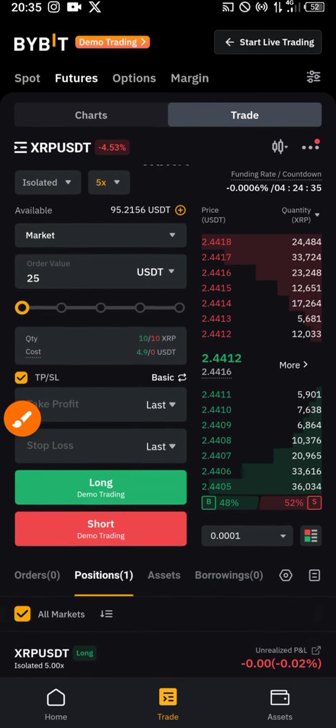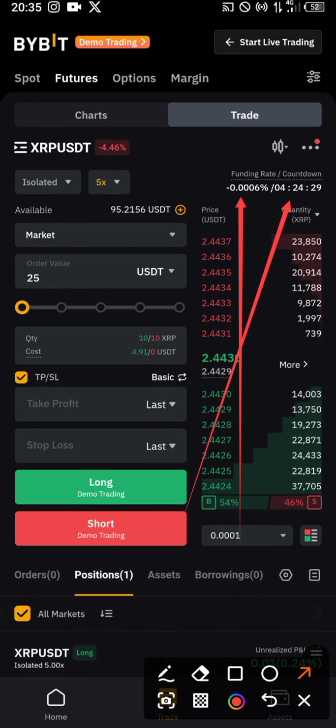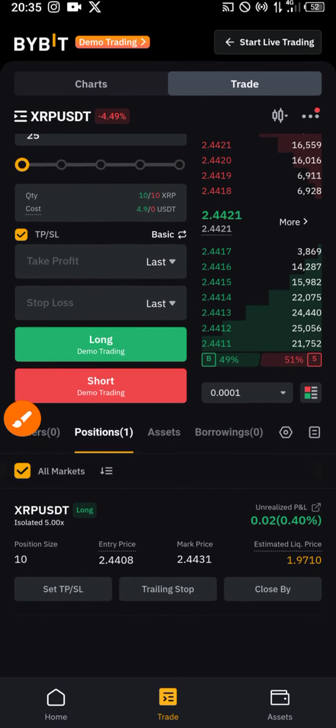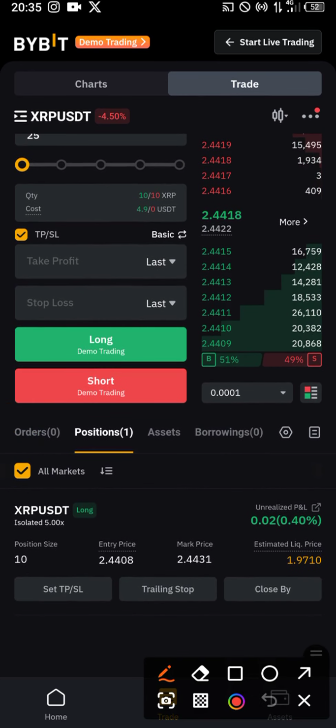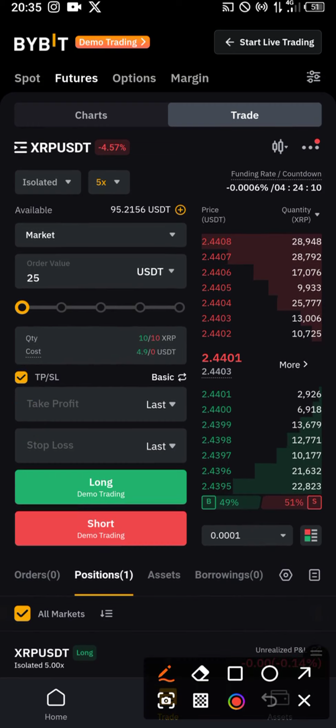Let me repeat myself. Now, we have a countdown timer here, and we have the funding rate here. This is a negative funding rate. Let's say you are in a long position, just like in this example, you can see I'm in a long position for Ripple, right? And the funding rate is negative.